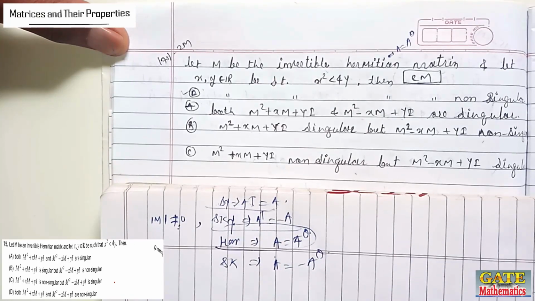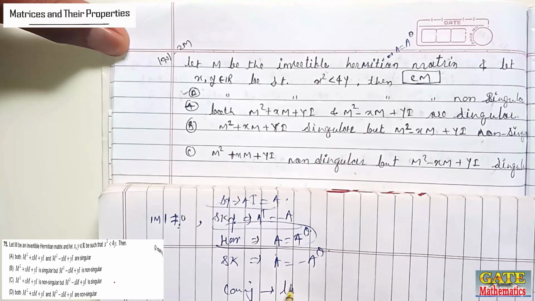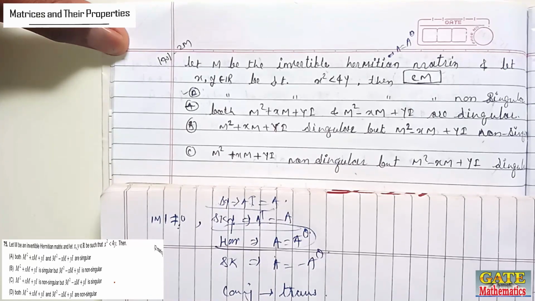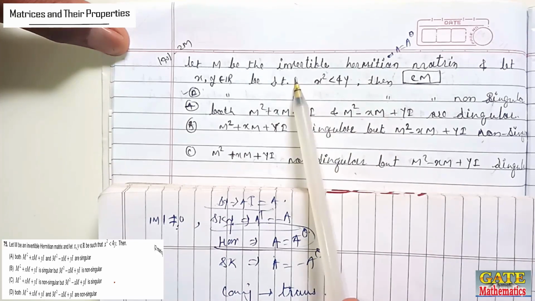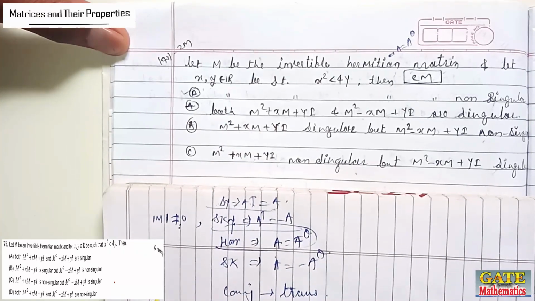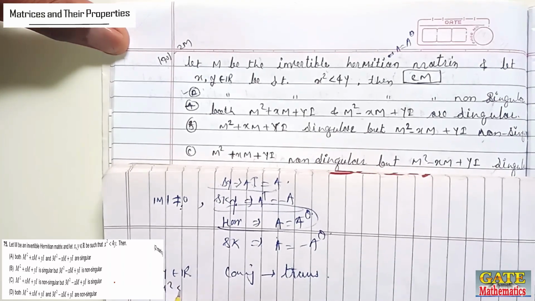A conjugate transpose means the conjugate of A and then the transpose. We take the conjugate first, then the transpose. In a skew symmetric matrix we need only the transpose, but in a Hermitian matrix we need the conjugate and then the transpose. Remember it. Now, A is an invertible matrix, it is also a Hermitian matrix, and x, y are two elements belonging to the real numbers. One more condition is given: x square is smaller than 4y.